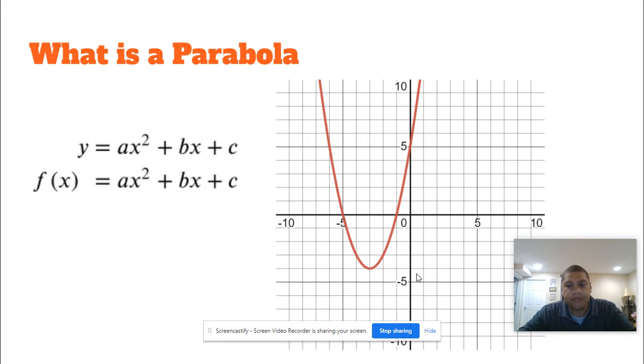one. This is a parabola, right? This kind of U-shaped deal right here. This is a parabola, and it comes from graphing these functions. And you'll notice they're the same function.